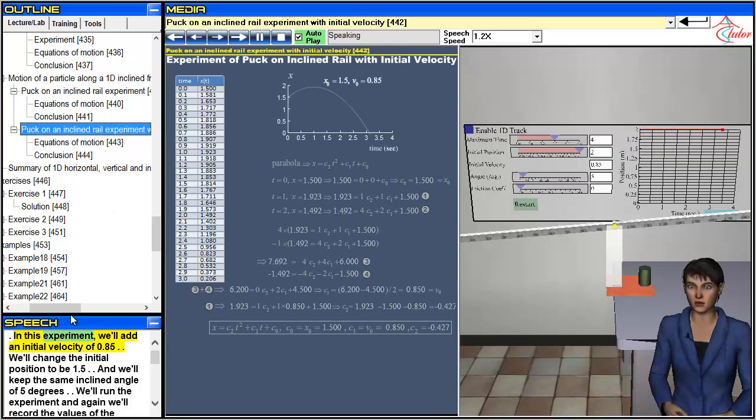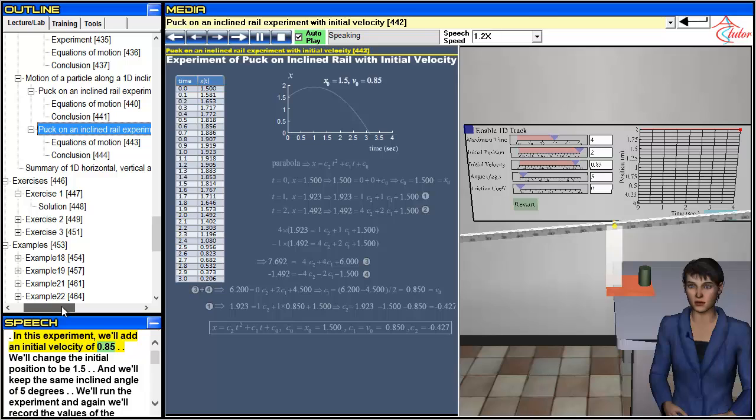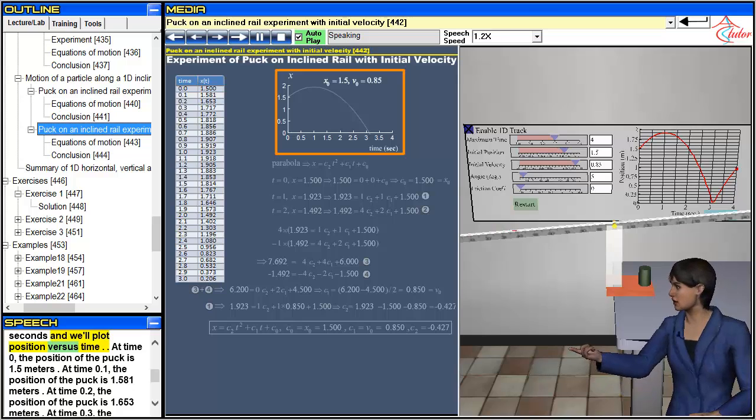In this experiment, we'll add an initial velocity of 0.85. We'll change the initial position to be 1.5. And we'll keep the same inclined angle of 5 degrees. We'll run the experiment, and again we'll record the values of the puck's position along the one-dimensional path every 0.1 seconds. And we'll plot position versus time.